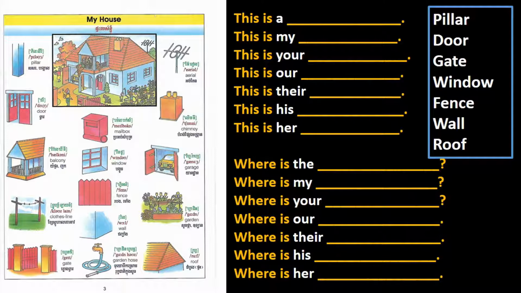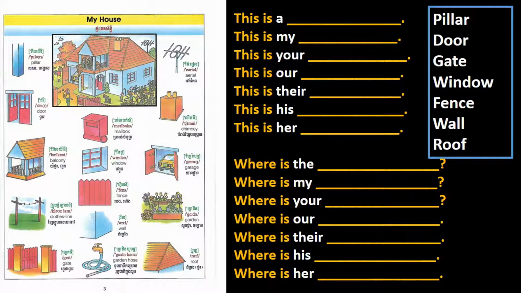Is this his door? Is this his book? Is this his motto? Yes, this is his motto. No, this is not his motto. Is this her window? Yes, it is her window. No, it is not her window.